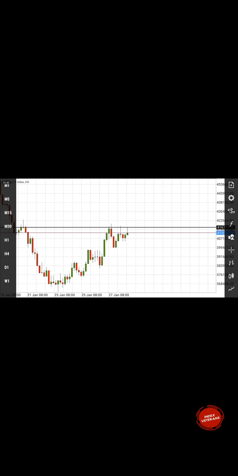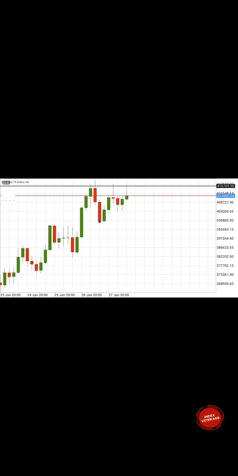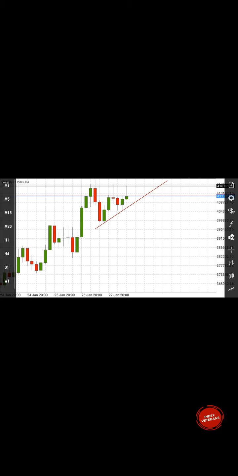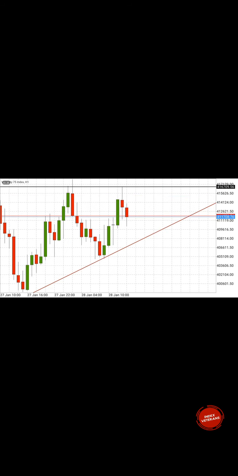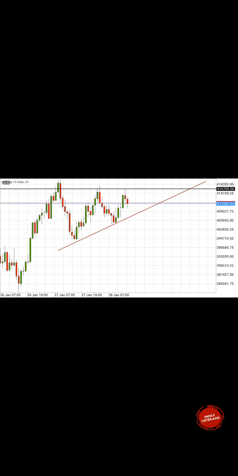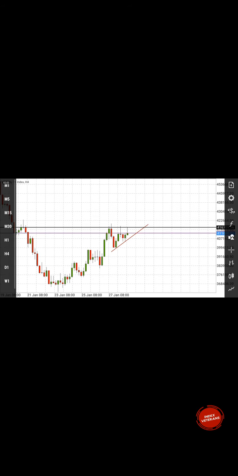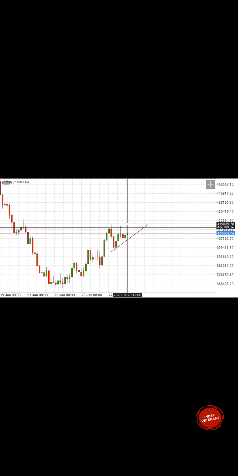As you can see here, guys, we have an ascending triangle. Let's go to the 1 hour chart. In a 4 hour chart, it is an ascending triangle, where we expect the price to break above.